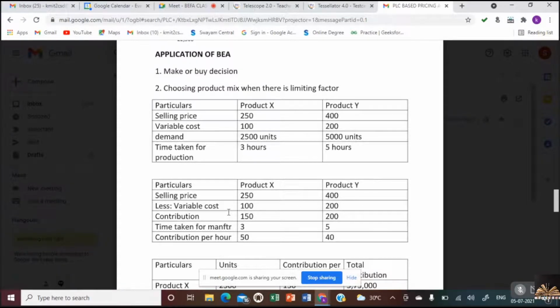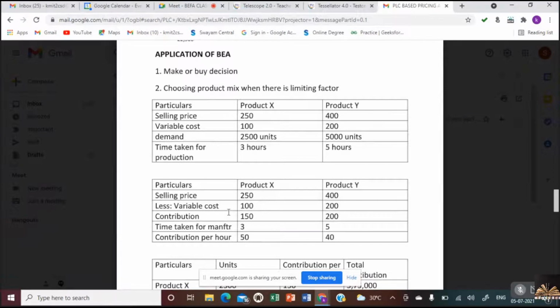Contribution is selling price minus variable cost. Here product Y's is higher, so Y is profitable. Why? Because we are not considering the machine hour. But we have to consider machine hours. Why? Because machine hours are the limiting factor.